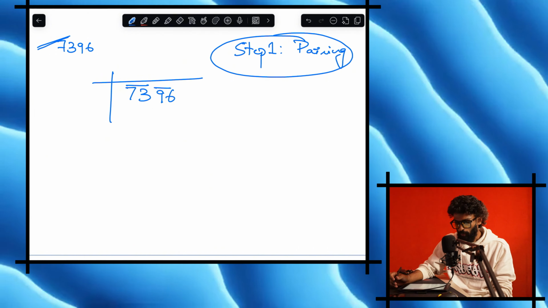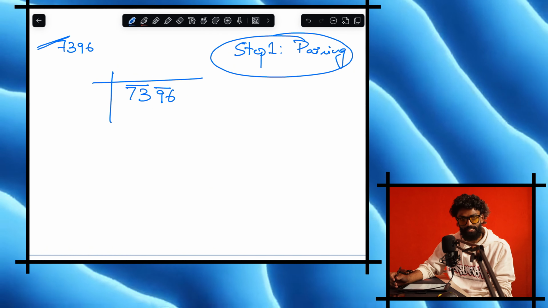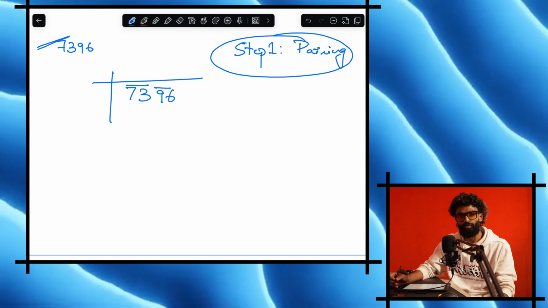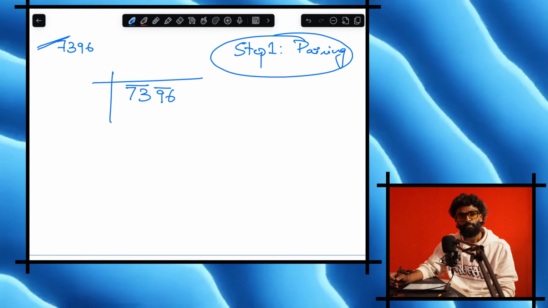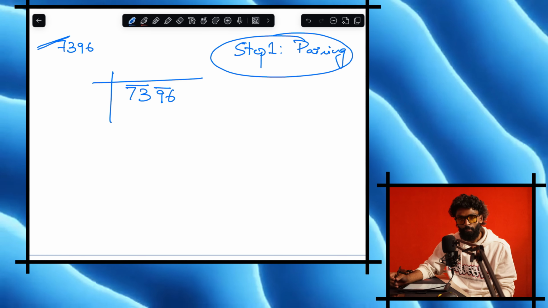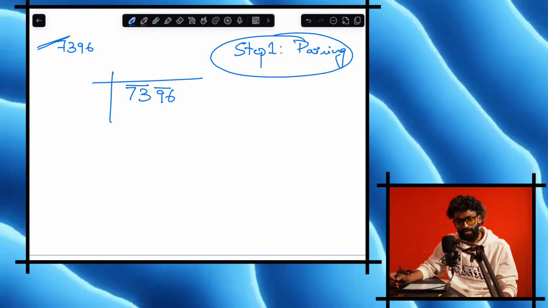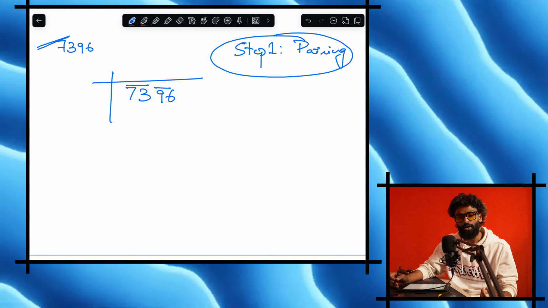Now, in this question, we have two pairs. 4 numbers, therefore 2 pairs. The first pair we will start solving is 73. You're going to think like this: which number is the closest square to 73? I'll repeat that. Which number is the closest square to 73?